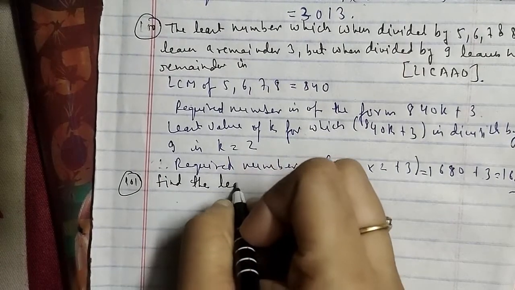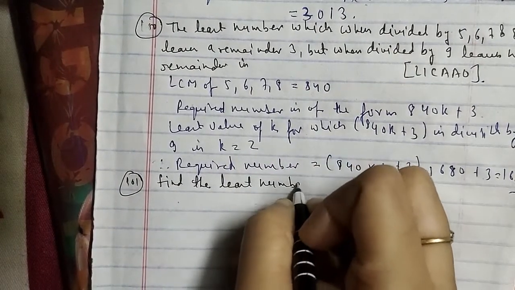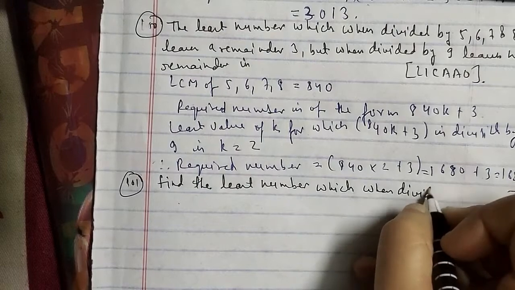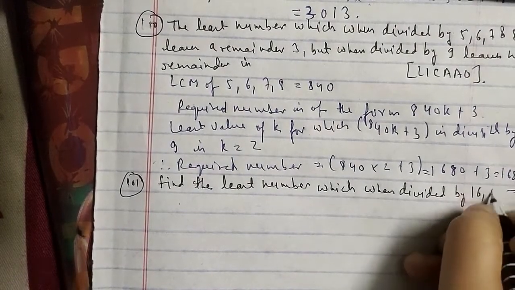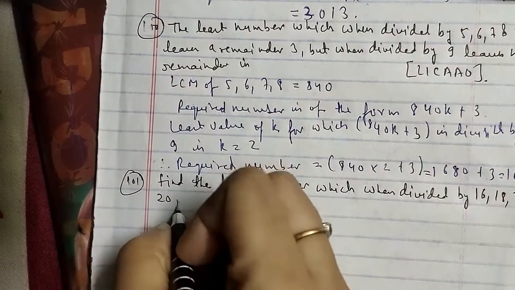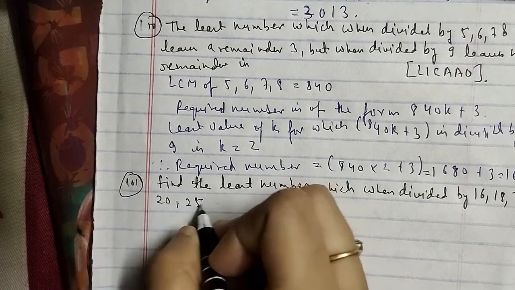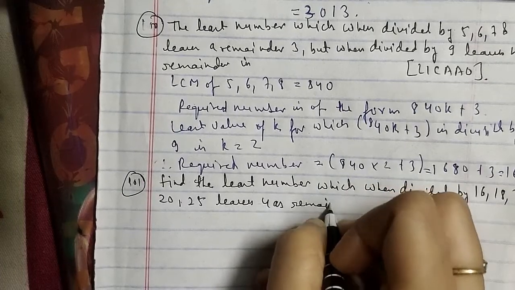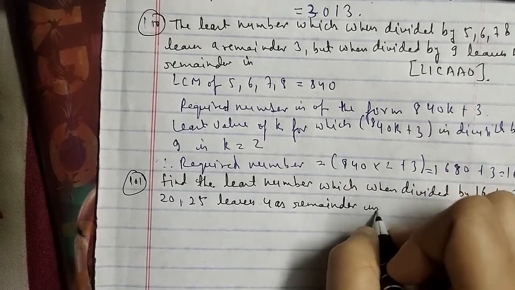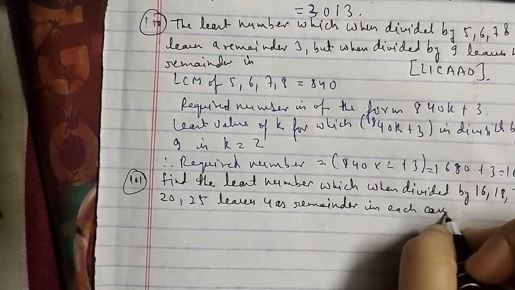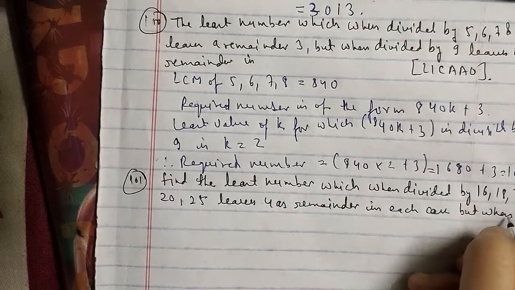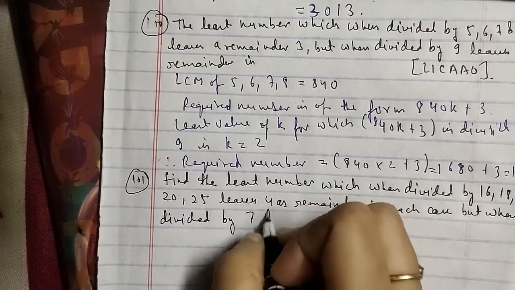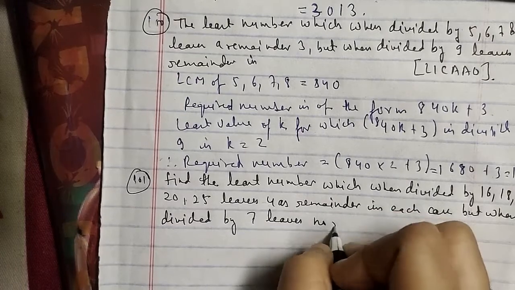Find the least number which, when divided by 16, 18, 20, 25, leaves 4 as remainder in each case, but when divided by 7 leaves no remainder.